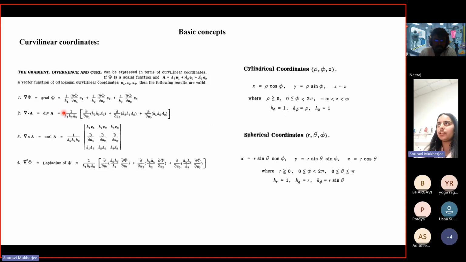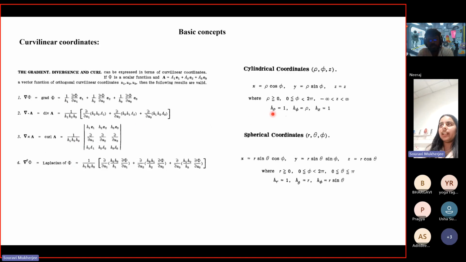If you have cylindrical coordinates, this is how your scale factors will be, and obviously your e1, e2, e3 will be rho cap, phi cap, z cap. Similarly, in a spherical coordinate system, your scale factors will be given by these relations, and the unit vectors will be r cap, theta cap, phi cap. Now if you put it here, you can find expressions for any coordinate system.